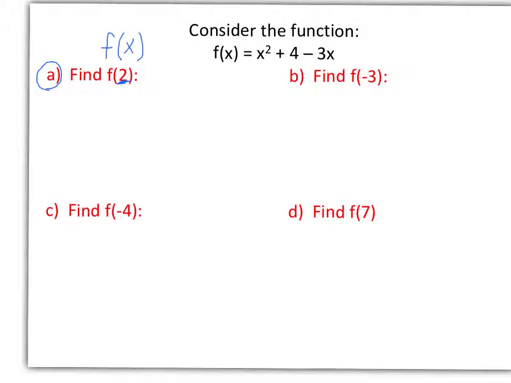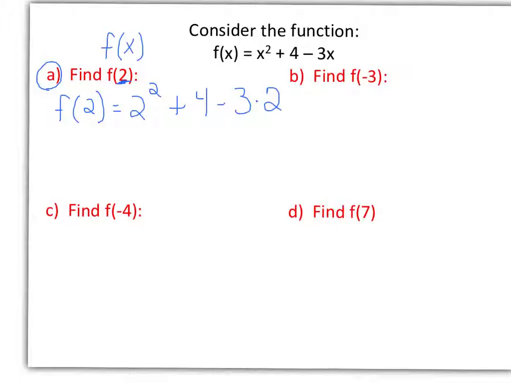If there is a number inside those parentheses, we're taking that number and we're substituting. So if we're going to find f of 2, we're going to copy this function exactly, but wherever we see an x, we're going to substitute the number 2. So we're going to have 2 squared plus 4 minus 3 times 2. So we've substituted. We have no more x's over on the right side of that equation. We have 2's in place of them. And now we have to evaluate it. We have to follow the order of operations.